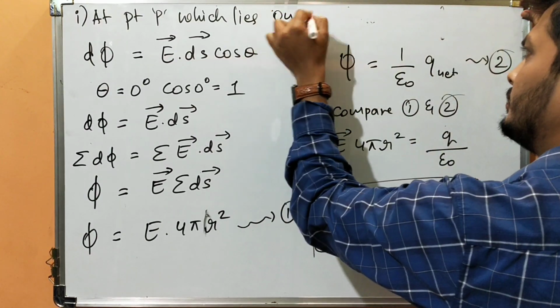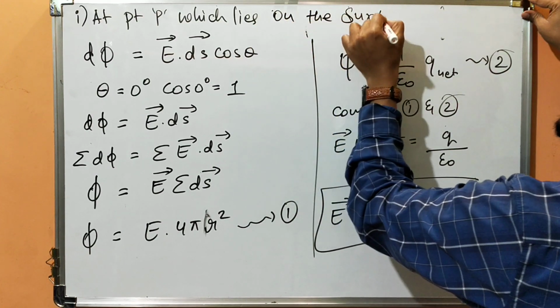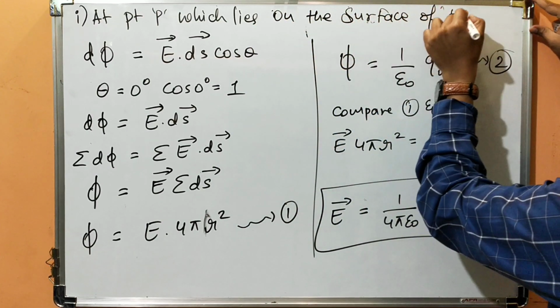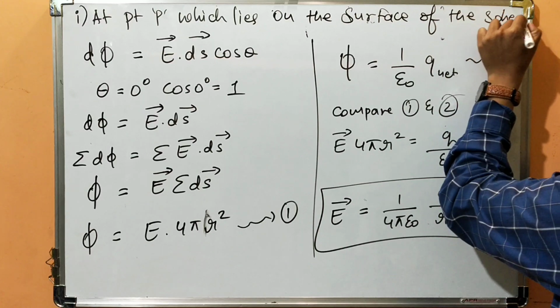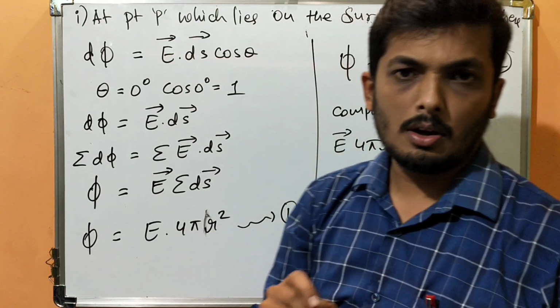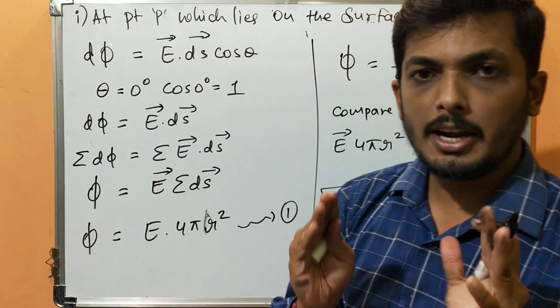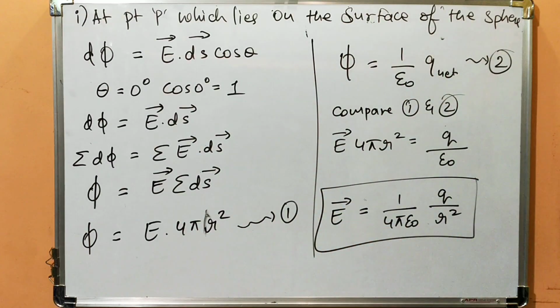Now, what if that point lies on the surface of the sphere? What would happen? Look at the second condition, if the charge resides on the surface of the conductor.